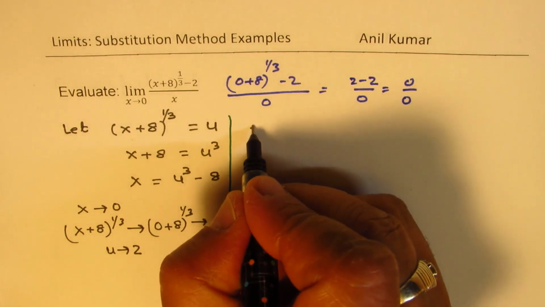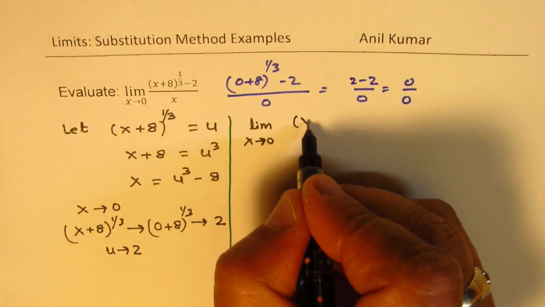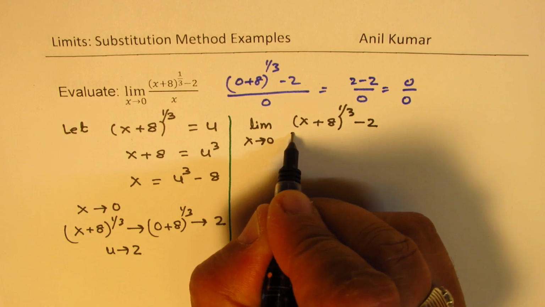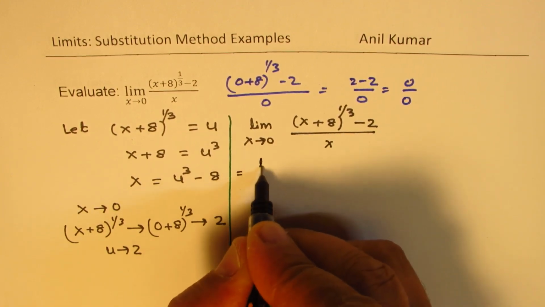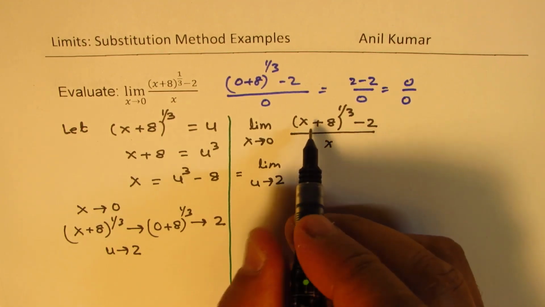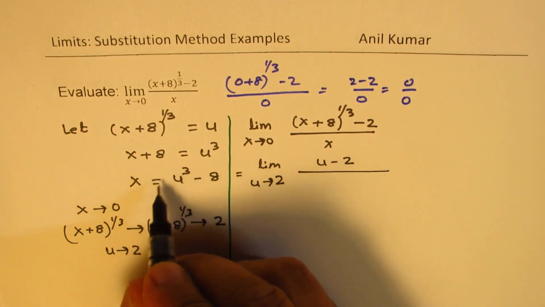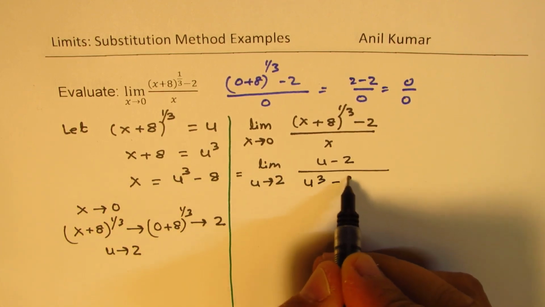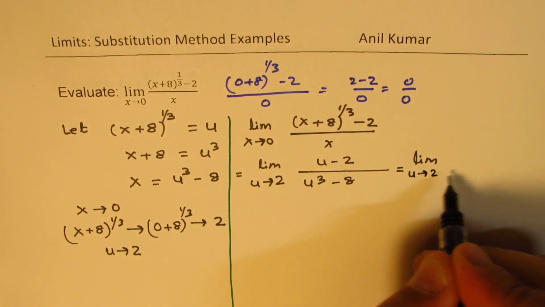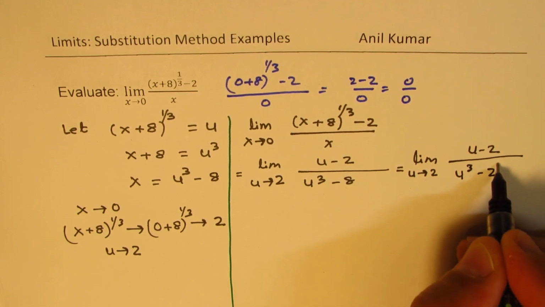So we can rewrite the limit as x approaches 0 of the cube root of x plus 8 minus 2 over x as equal to the limit as u approaches 2. And here we have u minus 2, and instead of x, we are writing u cube minus 8, which is the same as the limit as u approaches 2 of u minus 2 over u cube minus 2 cube, correct?